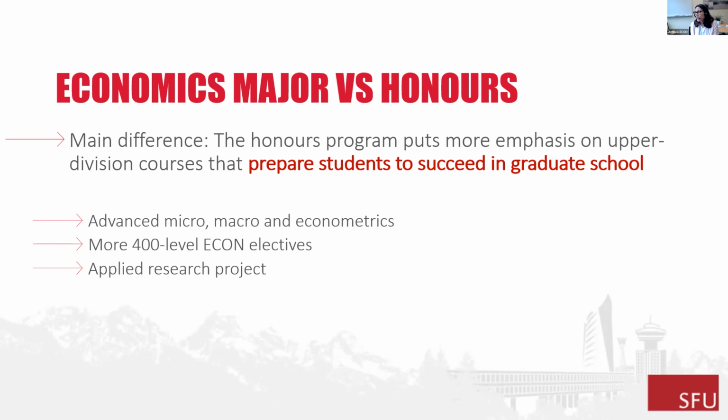So what are these extra courses? We have them listed here: advanced micro, macro, and econometrics. So those are our Econ 402, 403, and 435. And you're required to do a couple more 400 level econ electives.